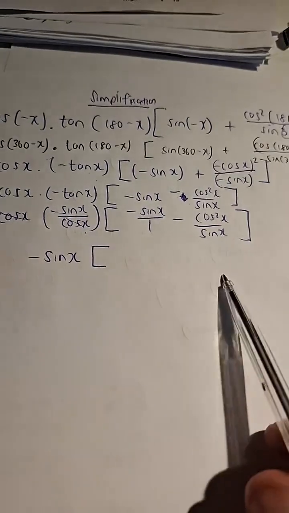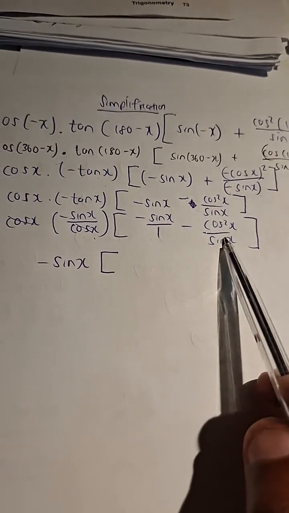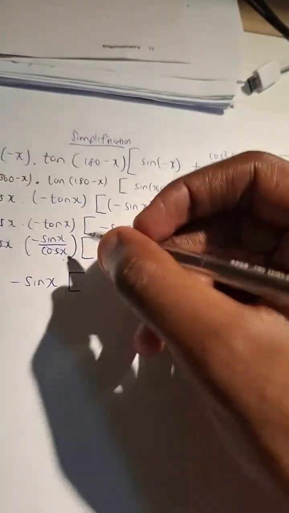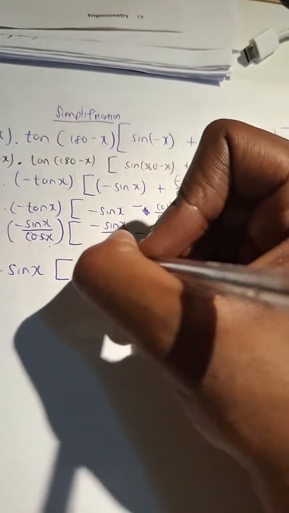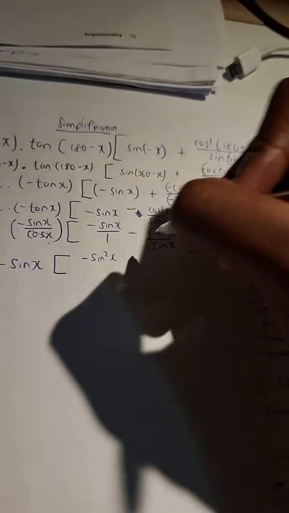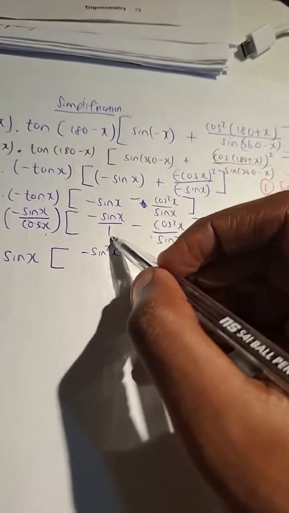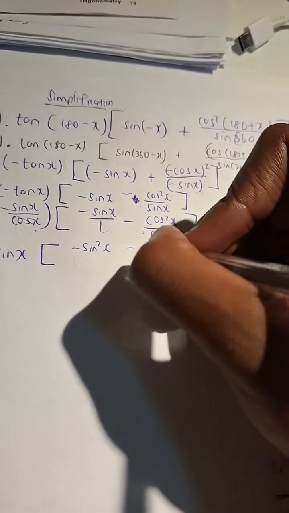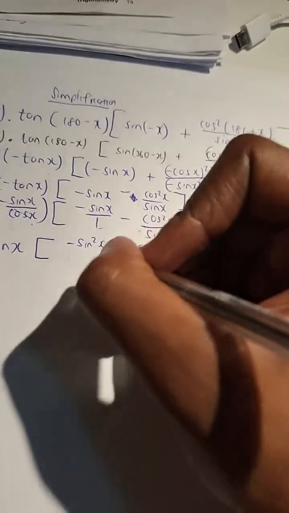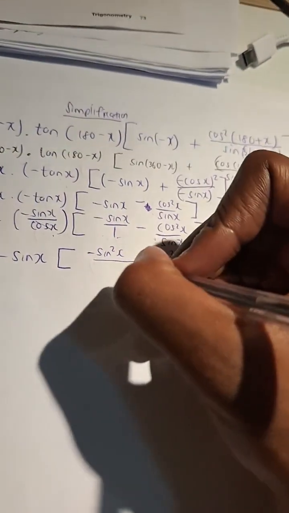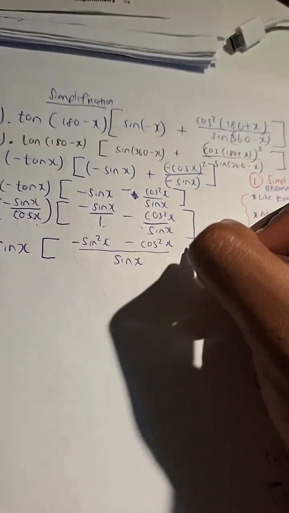Let's go inside now. Two fractions. I need to add, subtract them. So sin x times negative sin x gives me negative sin squared x. Remember I said you multiply these two, you multiply those two. 1 times negative cos squared x gives me negative cos squared x. And then 1 times sin x gives me sin x.